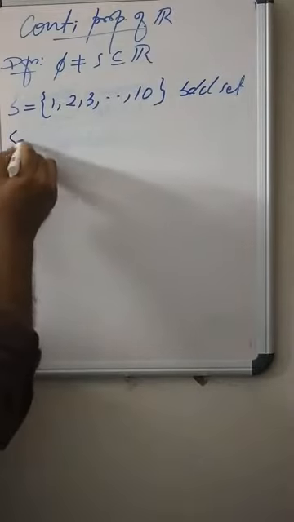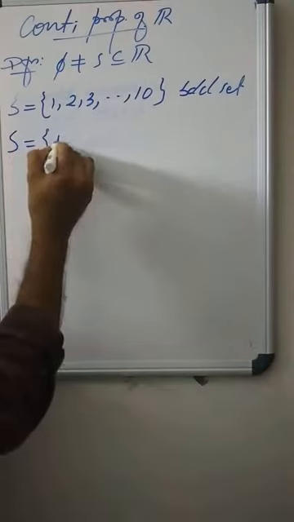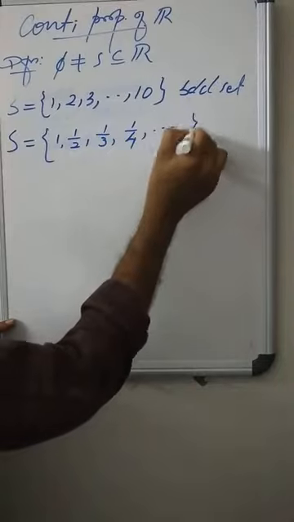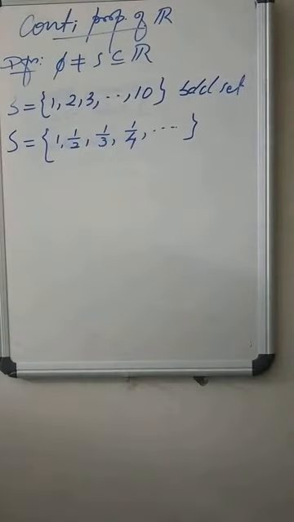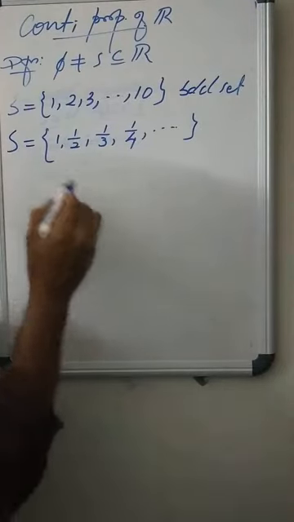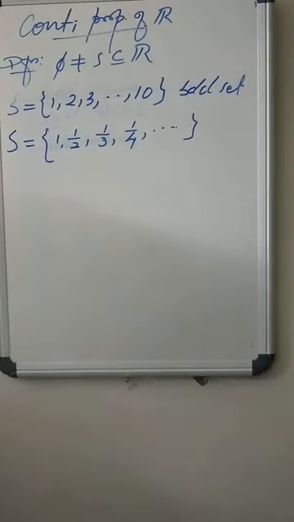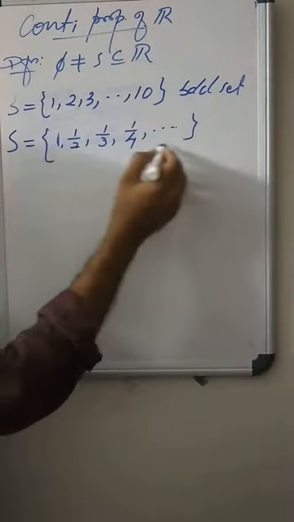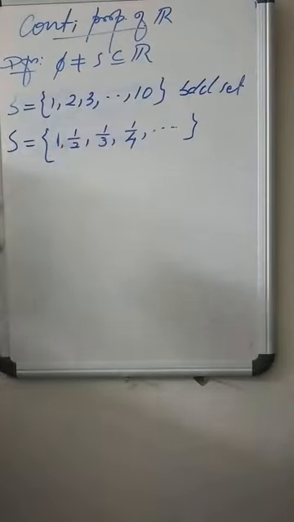Now consider another set S, S equals the set 1, 1/2, 1/3, 1/4, and so on. What about this set? What about its upper bounds? Come to this set 1, 1/2, 1/3, 1/4. The set has an upper bound. The upper bound is 1, the largest element in this set. It is an infinite set, but here 1 is an upper bound.